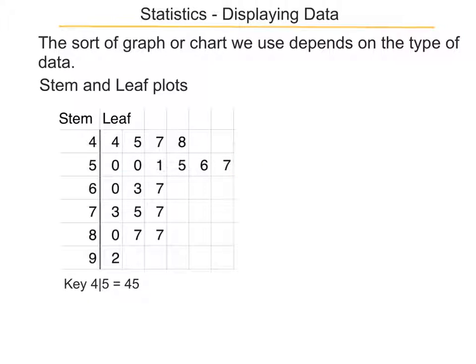Not only that, but the numbers are actually in the graph. So I know that this number here is actually 56. And so if I'm looking for the median, I can easily find it because they're already in order from smallest to biggest.